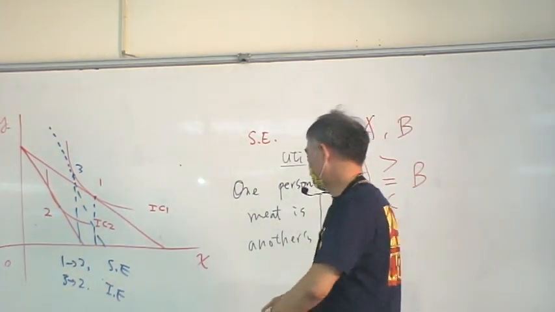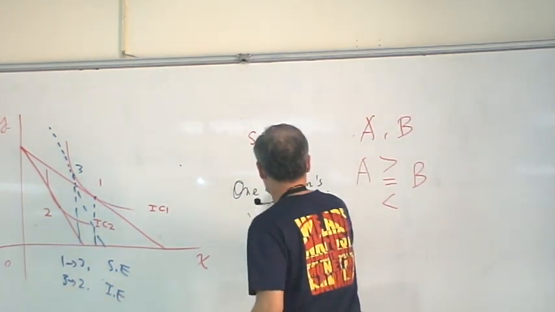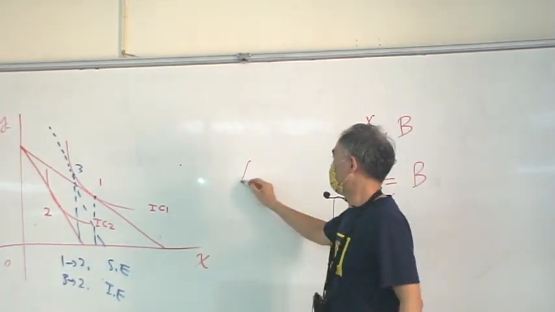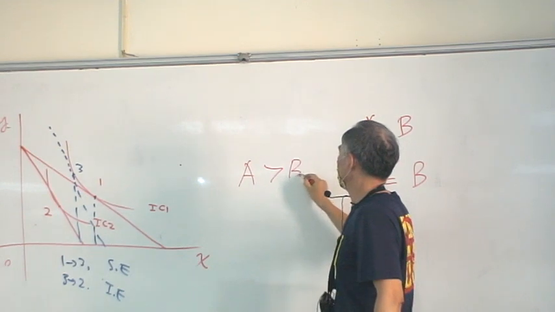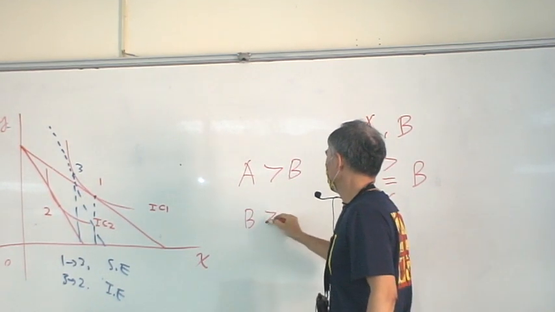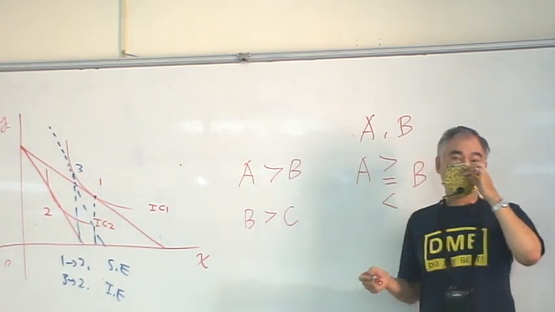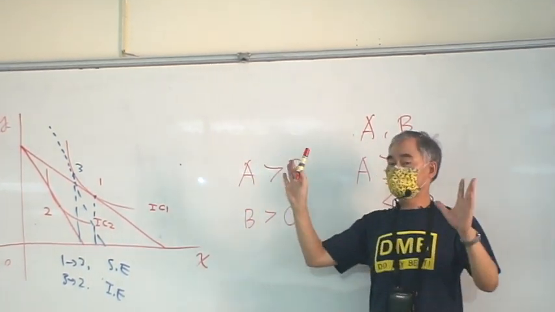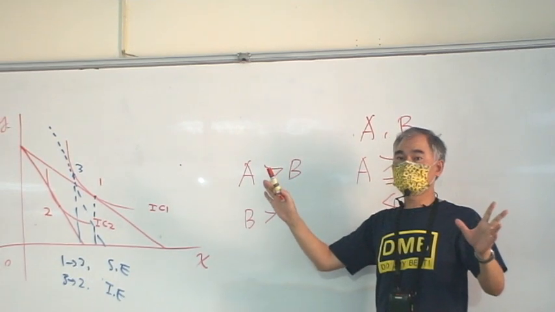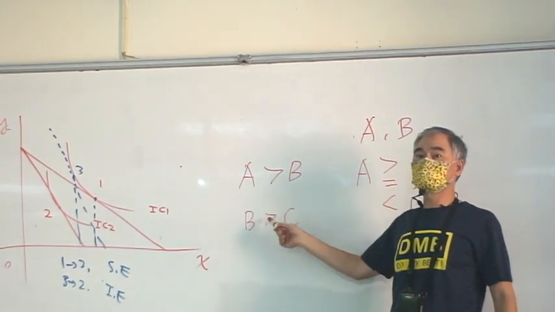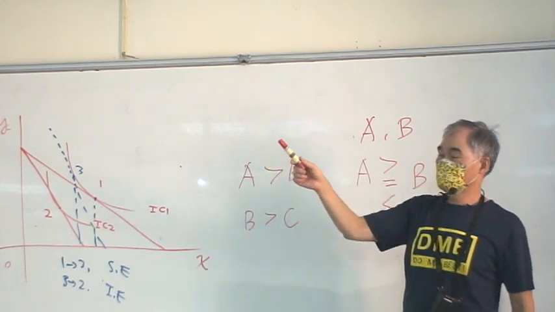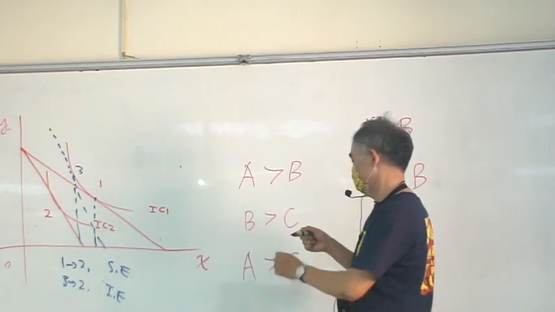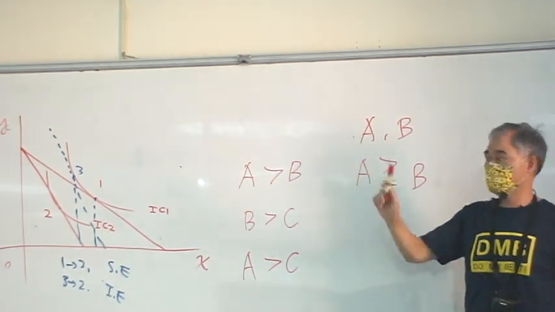The second part, transitivity. Transitivity means that if A is greater than B and B is greater than C, then even though we have no direct revelation about the relationship between A and C, because of this transitivity we know that A will be greater than C.